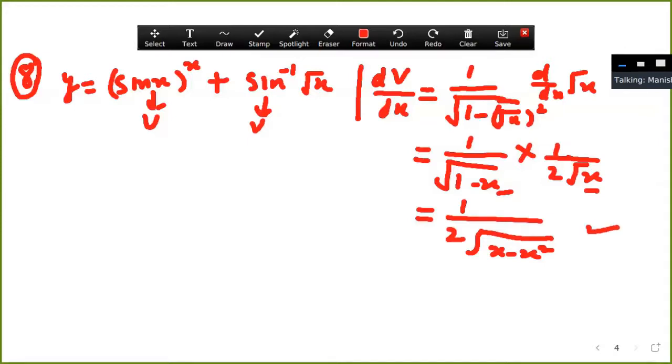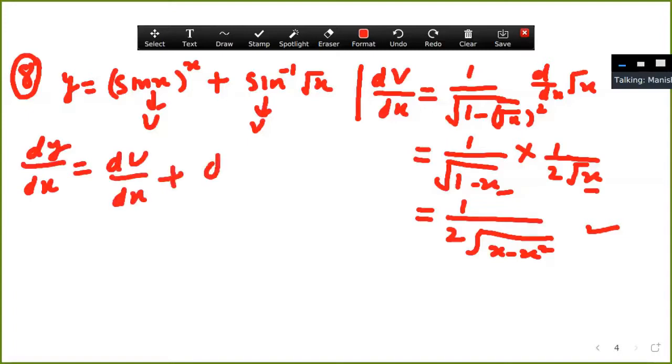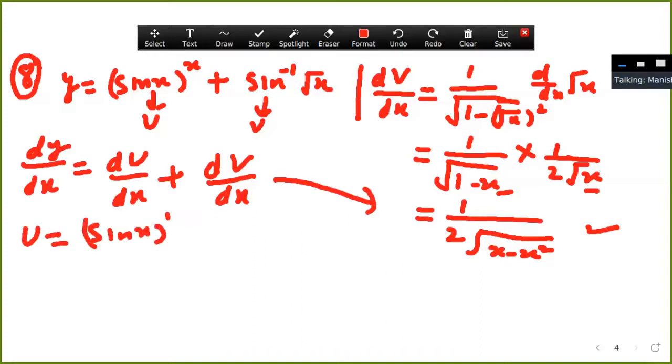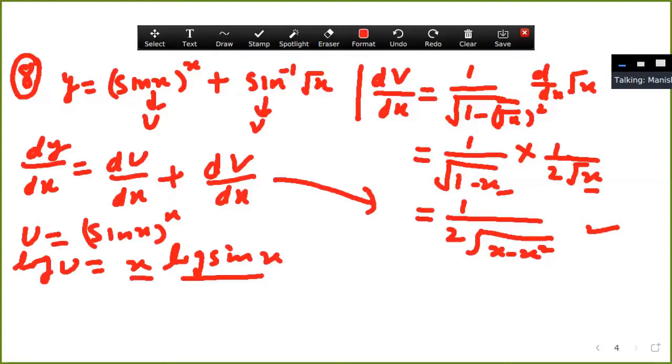Now come to the u solution, because the requirement is what? dy upon dx will again be du upon dx plus dv upon dx. I have calculated dv upon dx here. Now what is u? u is sine x to the power x. When you take log, you will get what? Log of u will be equal to x log sine x. This is the product of x and log sine x.